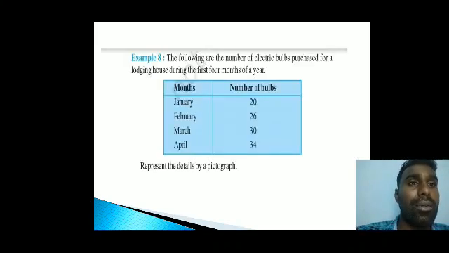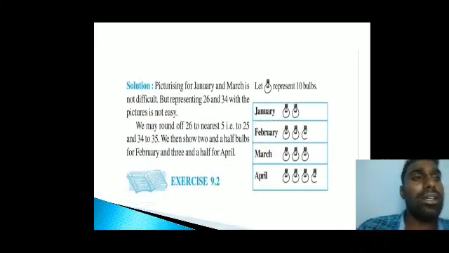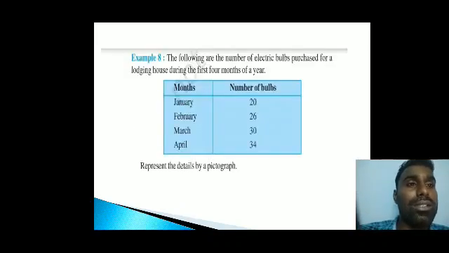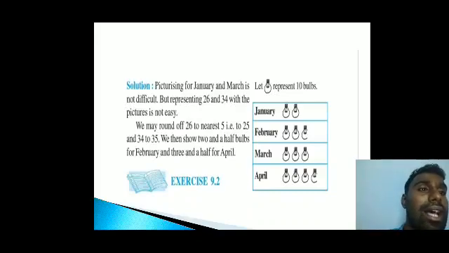Next February, 26. February 26 means 10 plus 10 plus 26, the last bulb is not completely filled, so you can take half of the bulb, which is 5. So you can approximate and put half of the symbol. Next March, 30, so it will be easy. And April, 34, so here the complete three pictures, and the last one they will take partially. That is called 5, approximately 5 they have taken, 30 approximated, so 35.